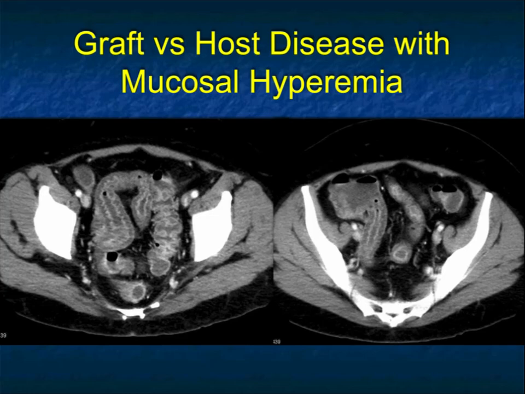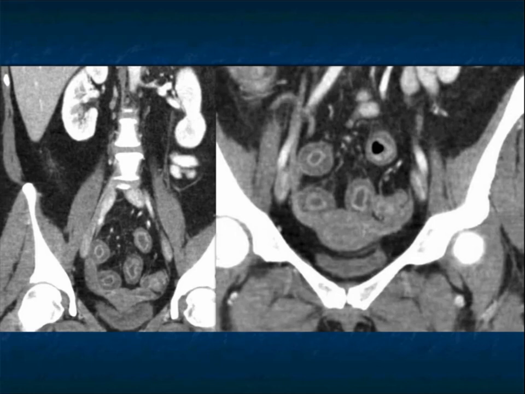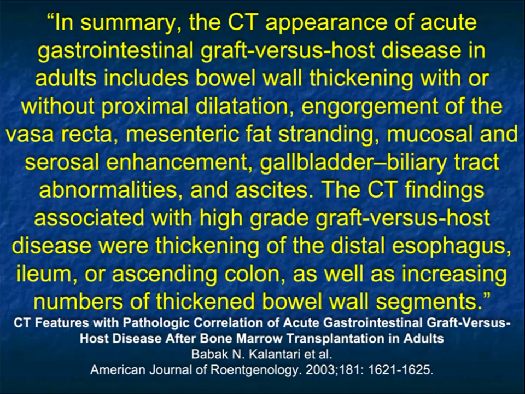Here's another example of graft versus host disease. Look at the prominent mucosal hyperemia. It makes it look like the worst case of Crohn's disease you've ever seen. And that halo is really a very nice appearance for a patient with Crohn's, but also other things like graft versus host.